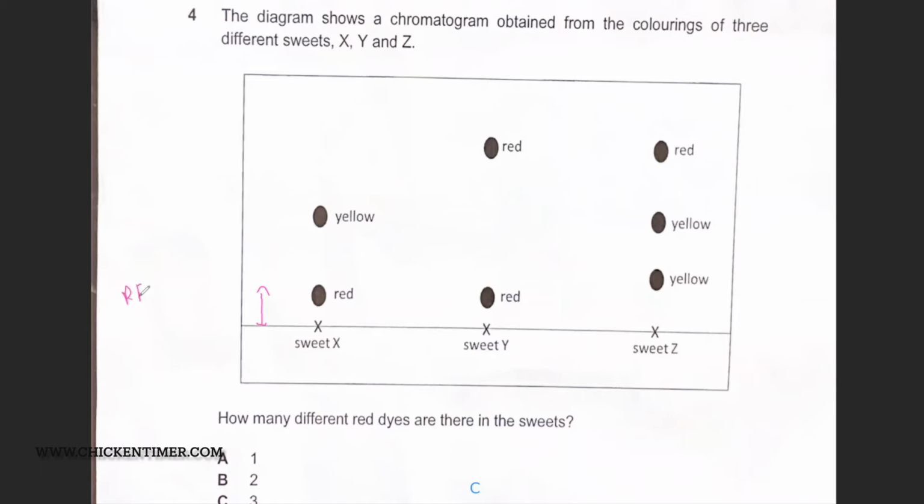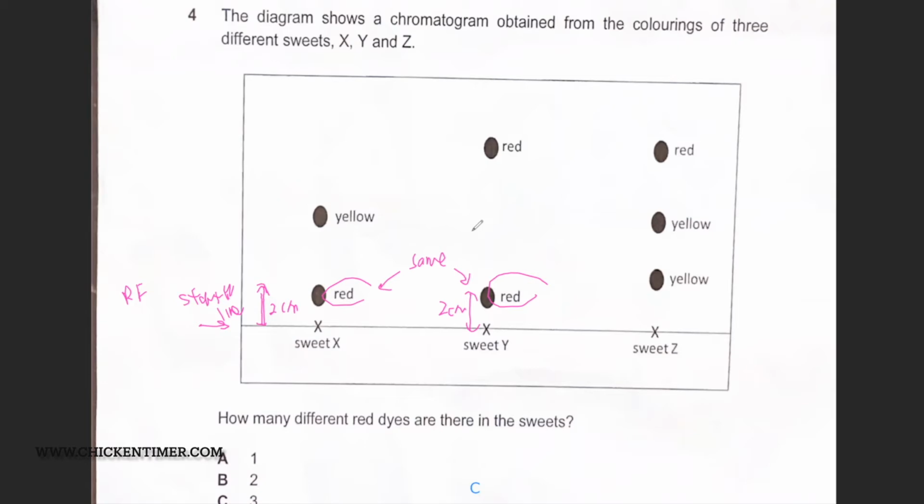Let's not talk about Rf, but you measure the distance of the dot from the starting line. So the starting line is here. You see a red dot, you measure the distance. If, let's say, this is 2 centimeters and this is also 2 centimeters, that means these 2 red dots are the same dye.